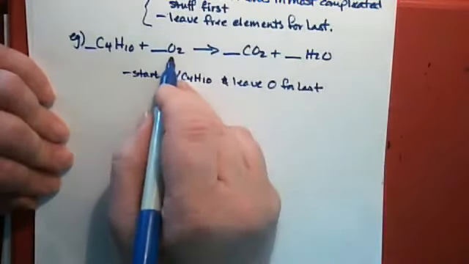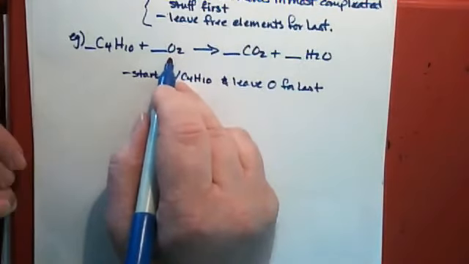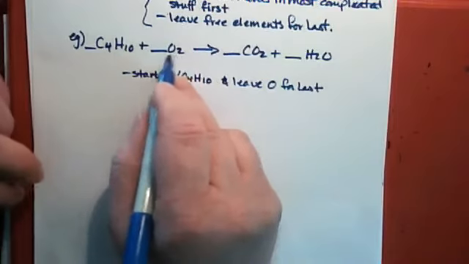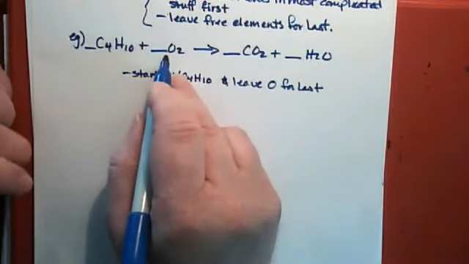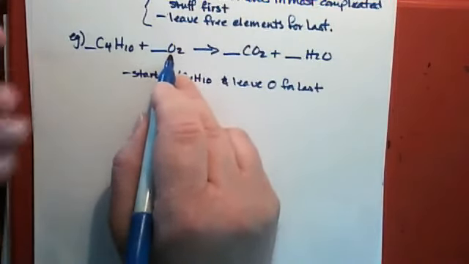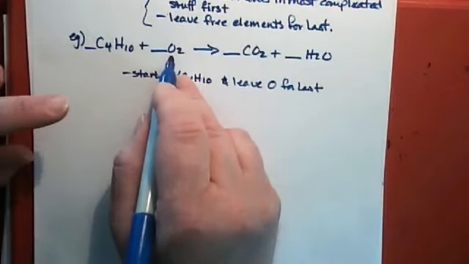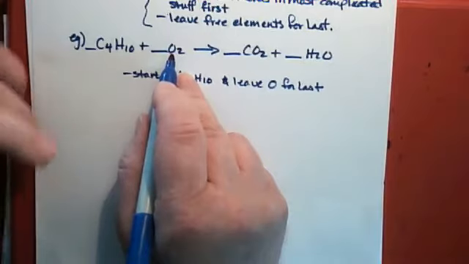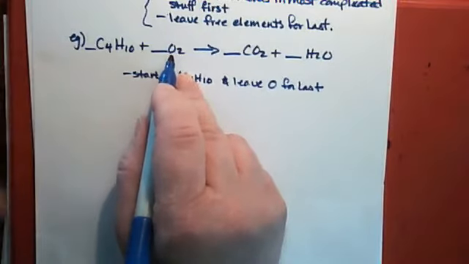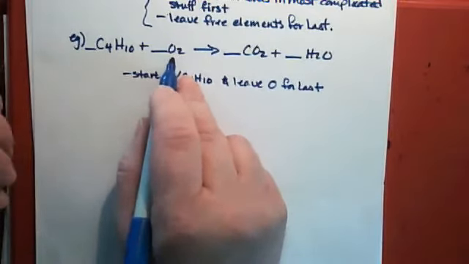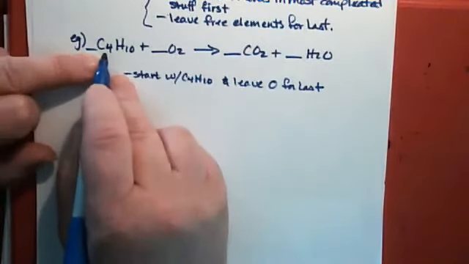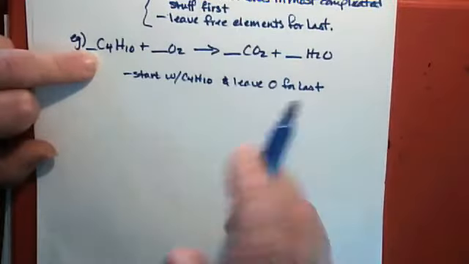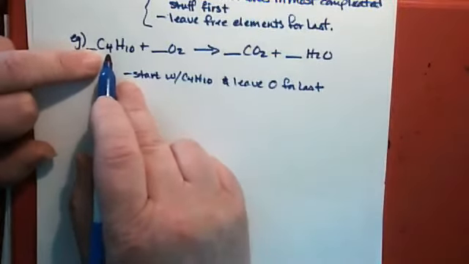And remember, some elements are diatomic, so O2 is a molecule, but it is a free element. That's two oxygen atoms bonded to each other and not bonded to any other element. So the beauty there is that if you leave that for last, you can change oxygen without changing anything else. And that's why you want to leave free elements for last.